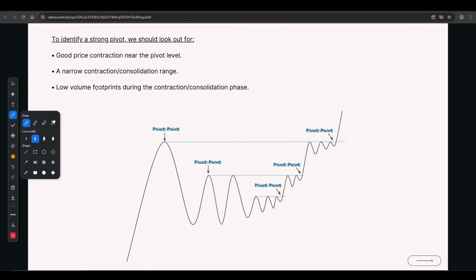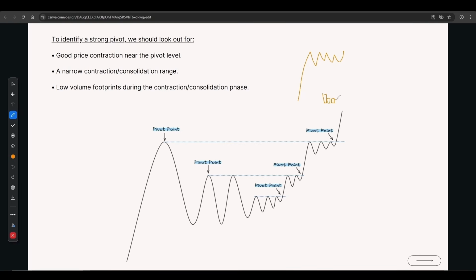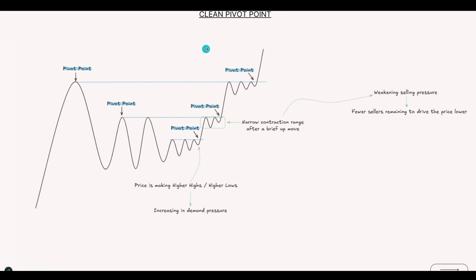Low volume footprints during the contraction or the consolidation phase mean that the supply pressure is getting lower and lower. When a good contraction happens with lower volumes, it means that the supply is getting absorbed and the buyers are silently accumulating in this very range. So this is an example of how a clean pivot point should look like.